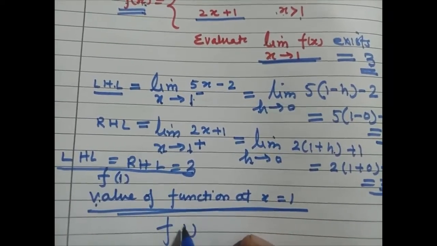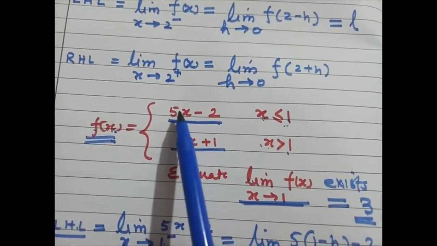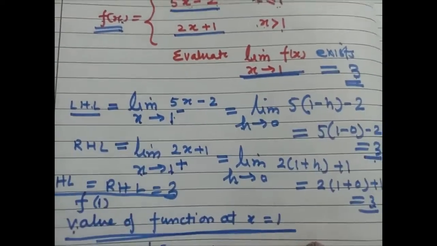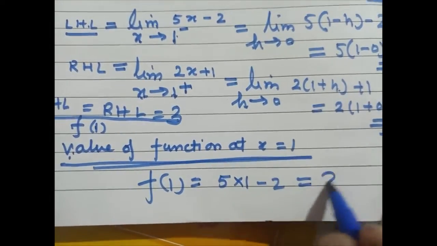The answer of f(1) is going to be, in place of x, we'll put 1 here. So it is 5 into 1 minus 2. So 5 into 1 minus 2, the answer is 3 here.